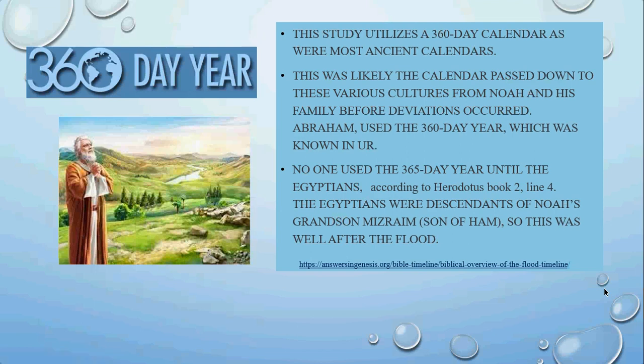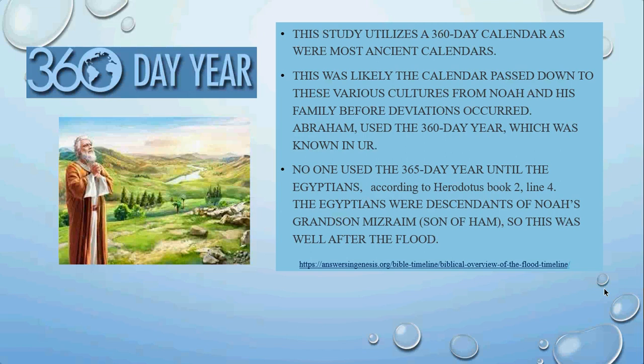Today our discussion is about Noah's 360-day year, and that proves the Creator's calendar. This study utilizes a 360-day calendar, as were most ancient calendars. This was likely the calendar passed down to these various cultures from Noah and his family before deviations occurred. Abraham used the 360-day year, which was known in Ur. No one used the 365-day year until the Egyptians, according to Herodotus, Book 2, line 4.